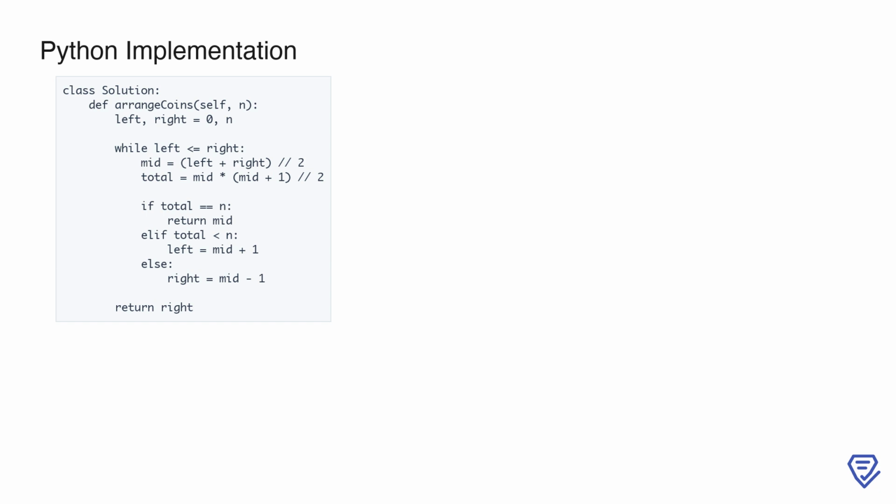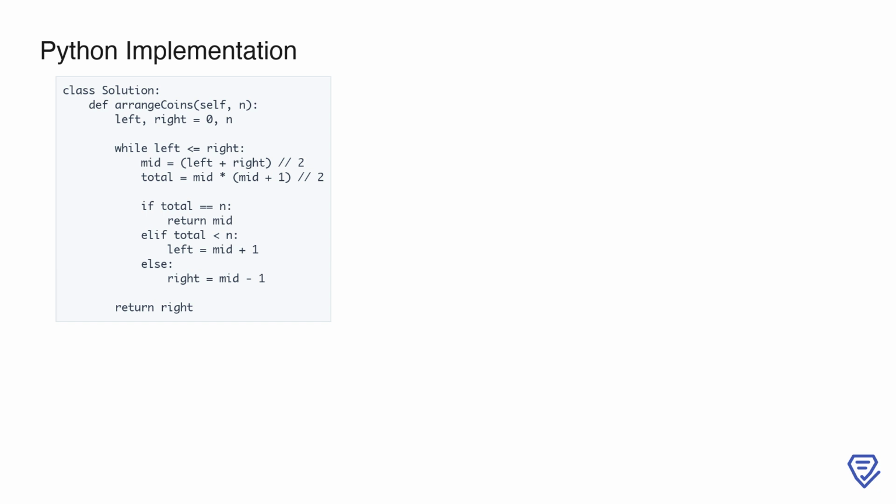Using the formula for the sum of the first mid integers, mid * (mid + 1) // 2, we calculate the total number of coins required to form mid rows. This is stored in the variable total. 5. We compare total with n. If total equals n, it means we can exactly form mid rows, so we return mid as the result.